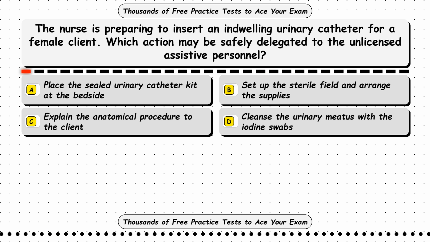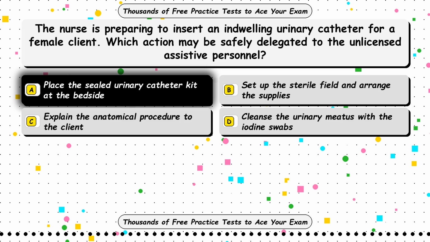Question 57. The nurse is preparing to insert an indwelling urinary catheter for a female client. Which action may be safely delegated to the unlicensed assistive personnel? Option A. Place the sealed urinary catheter kit at the bedside. Option B. Set up the sterile field and arrange the supplies. Option C. Explain the anatomical procedure to the client. Option D. Cleanse the urinary meatus with the iodine swabs.